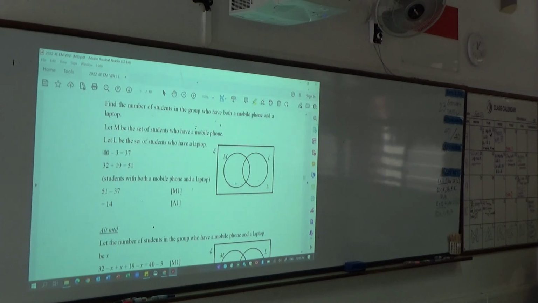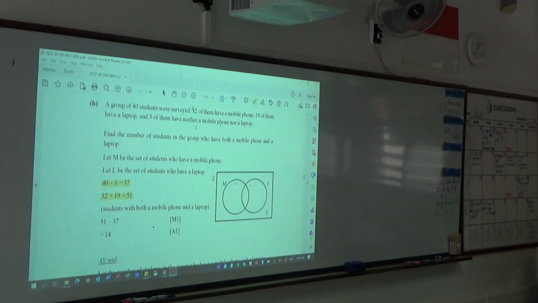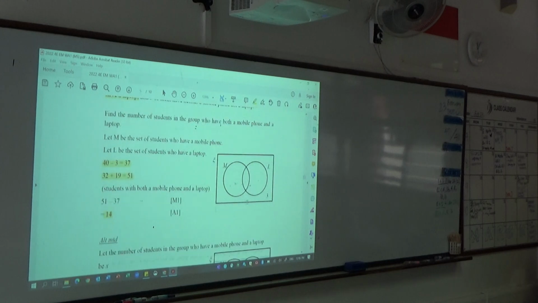So it should be 40 minus 3 equals 37, to find out how many students fall in this area, having either a mobile phone or a laptop. Then 32 plus 19 gives us 51. 32 refers to those who have a mobile phone, and 19 to those who have a laptop. Then we see that there's an excess because the total is only 40 students. So 51 minus the supposed 37, we will find that the excess is actually 14. So there will be 14 of them in this overlap.